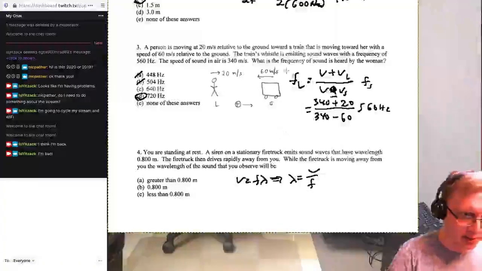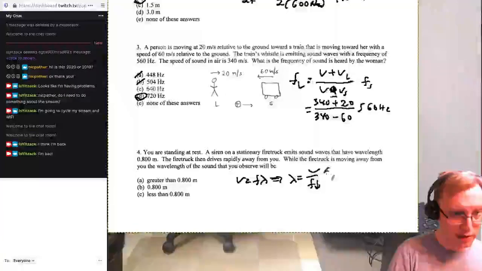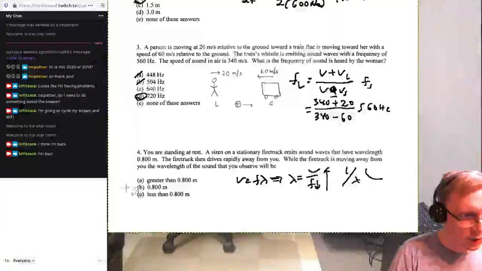Yes, that's right. If the frequency gets smaller, then lambda, the wavelength, goes up. So if this goes down, then this goes up, because 1 on X does that. So it should be greater than 0.8 meters.